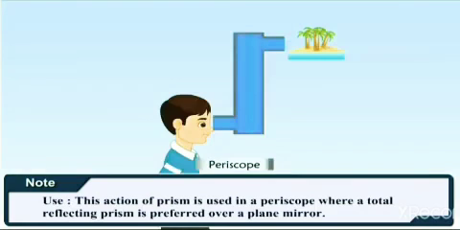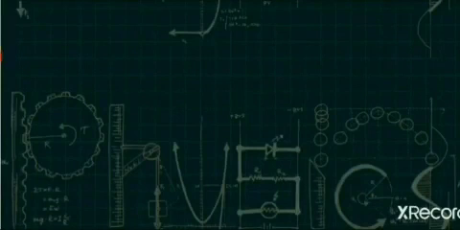Use: this action of prism is used in a periscope, where a total reflecting prism is preferred over a plane mirror. B. To deviate a ray of light through 180 degrees.